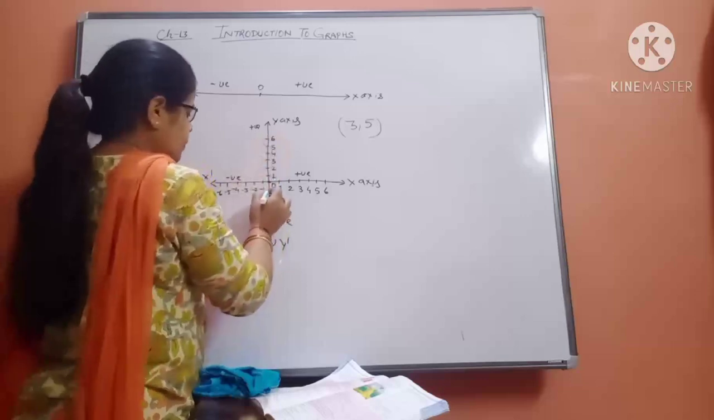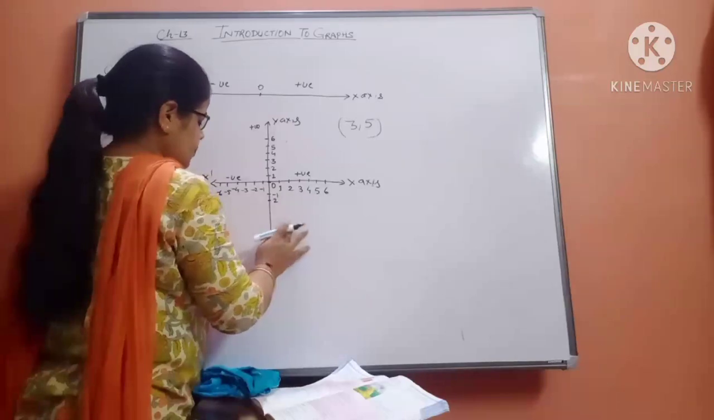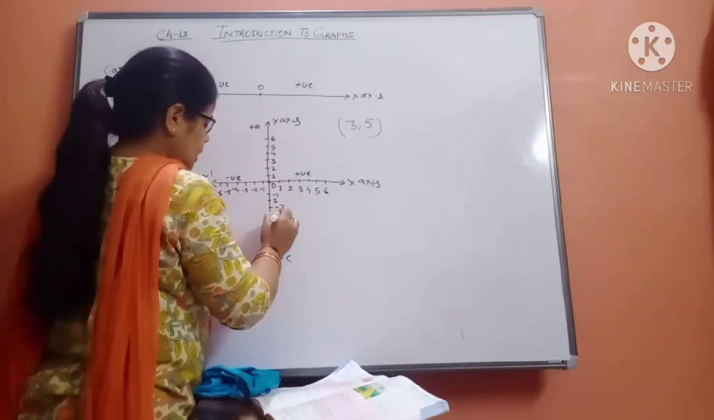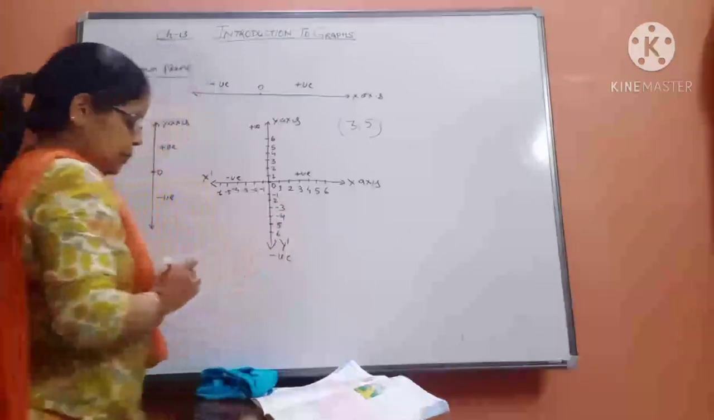Till 6 I am taking. Here -1, -2, -3, -4, -5 and -6. Okay beta.